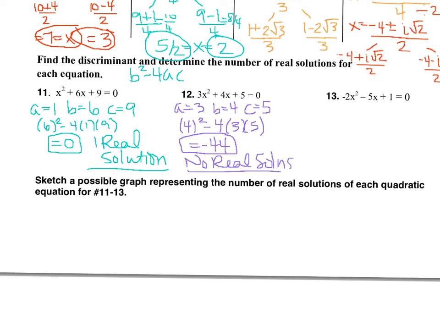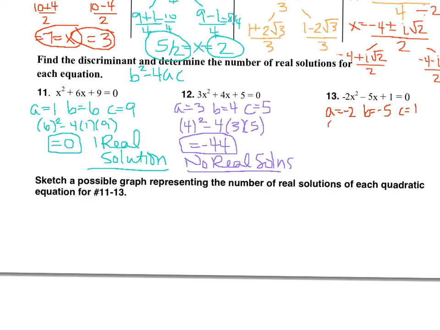No real solutions when I have a negative discriminant. So now we look at 13, which is our last problem. And again, we do have standard form. So A is equal to negative 2, B is equal to negative 5, and C is equal to 1.